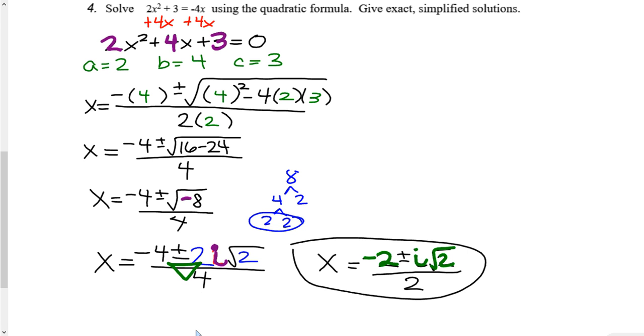And then on the bottom, when I reduce 4 divided by 2, it's just 2. So I can leave it like that again, or I could write it as two separate solutions if I wanted to.